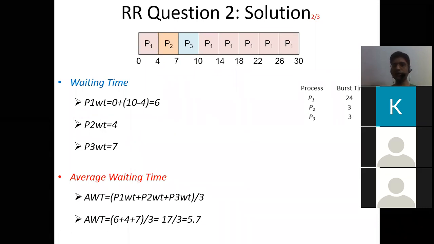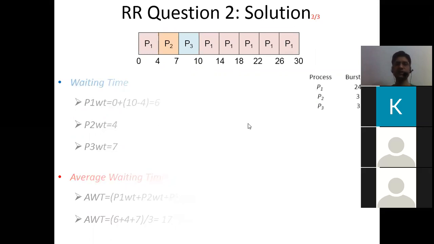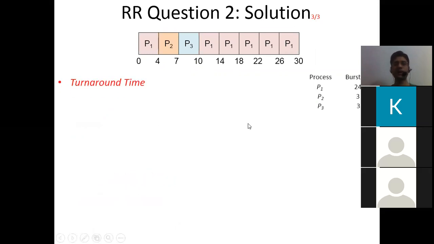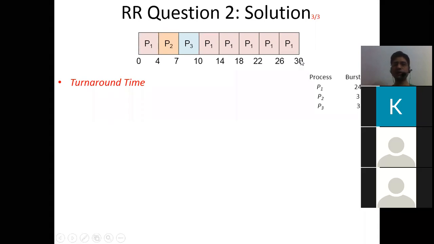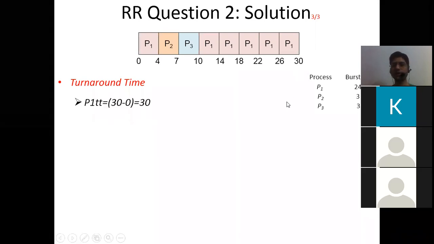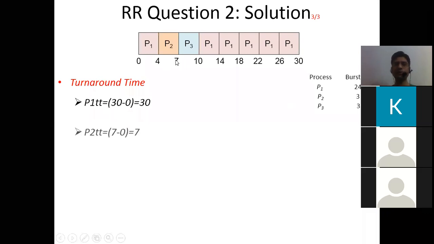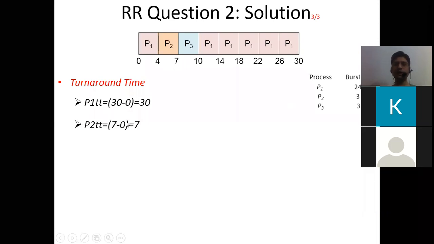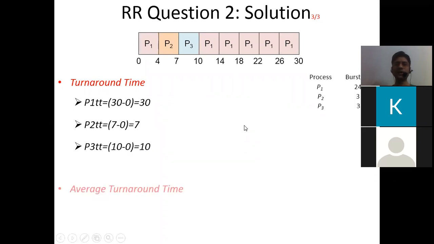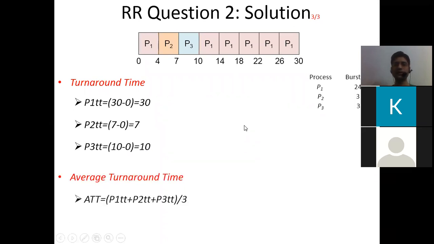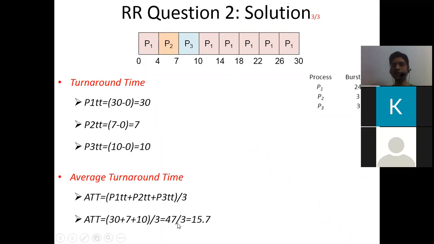Everyone was correct. 5.6 is okay. So let's go for round robin turnaround time. What is the turnaround time for P1? P1 finished execution at 30 unit time, and it arrived at time 0. So the answer is 30. What about P2? Completion time 7, arrival time 0. So the answer is 7. P3 completion time is 10, arrival time is 0. So the answer is 10. Now what is the average? 30 plus 7 plus 10, that is 47, divided by 3. So the answer is 15.7, I guess.